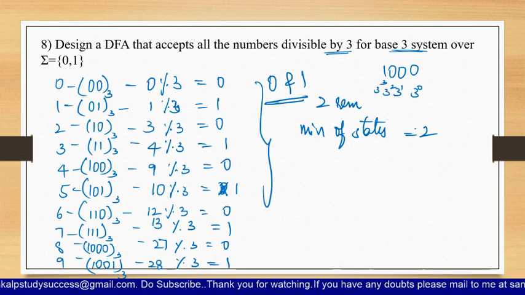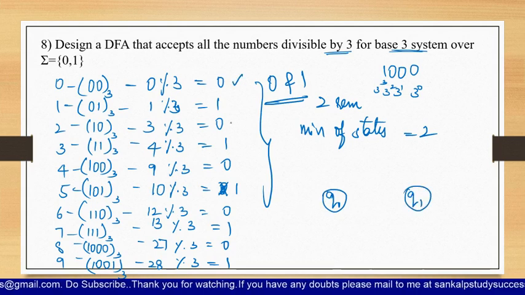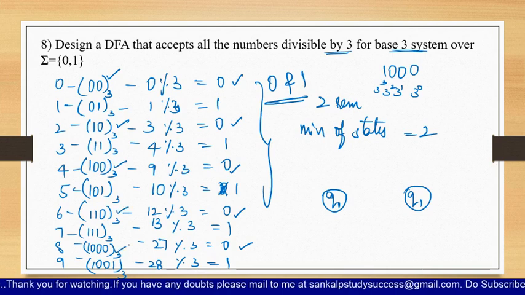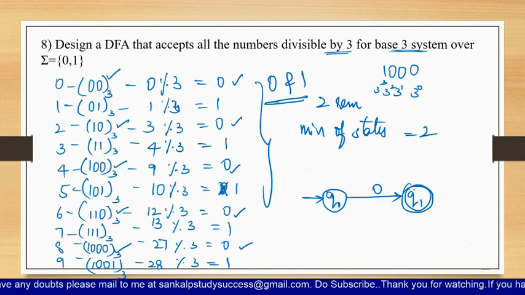Now we are going to draw the DFA by using only 2 states. The minimum number of states is 2, Q0 and Q1. Now if the remainder is 0, then it should be accepted by the DFA, and the remainder 1 should not be accepted by the DFA. So if you see, this is accepted, this is accepted, this is accepted. That means all the numbers which end with 0 in the binary format are accepted, right? That means this is the initial state, and if it is 0, then it is accepted. So it should end with 0, then only it is accepted.